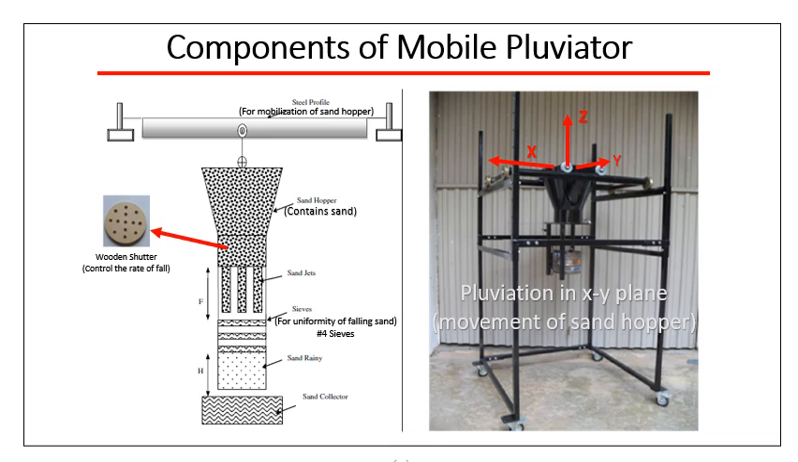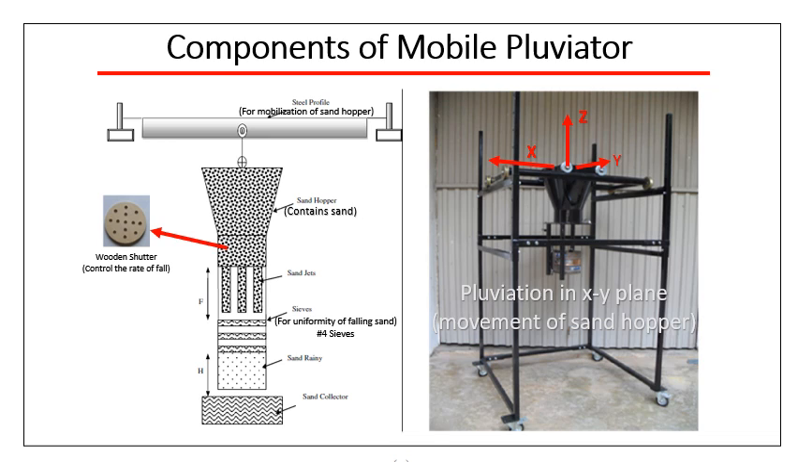It is known as a mobile Pluviator, and its sand hopper, this funnel-type thing that contains the sand, is movable in the x-axis and y-axis. Also, its height is adjustable in the z-axis, which is adjusted by the steel frame provided on the boundaries. So keep in mind that pluviation is the movement of the sand hopper in the xy plane. Just the xy plane, a 2D movement, is known as pluviation.